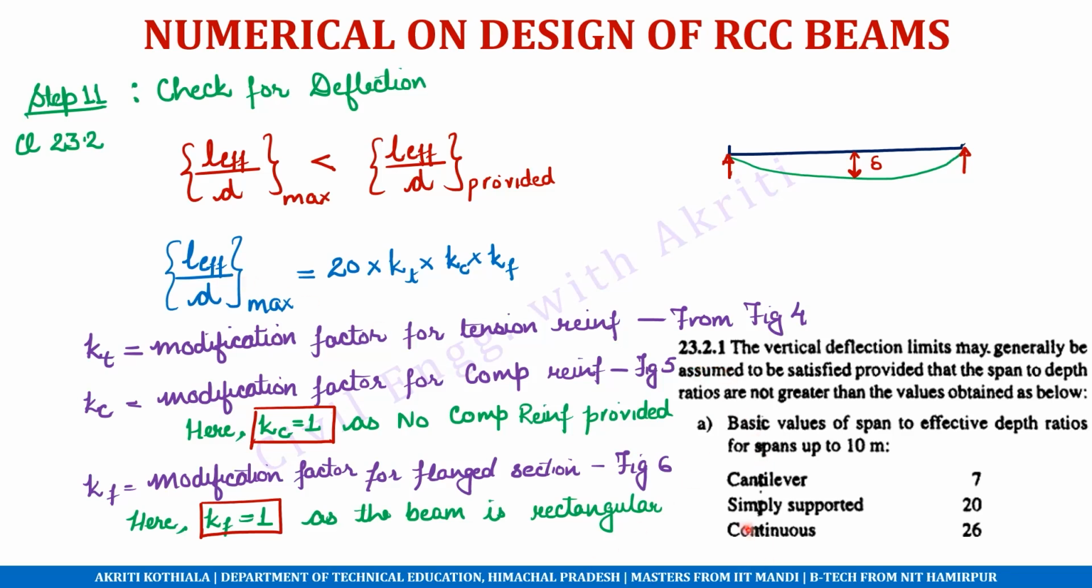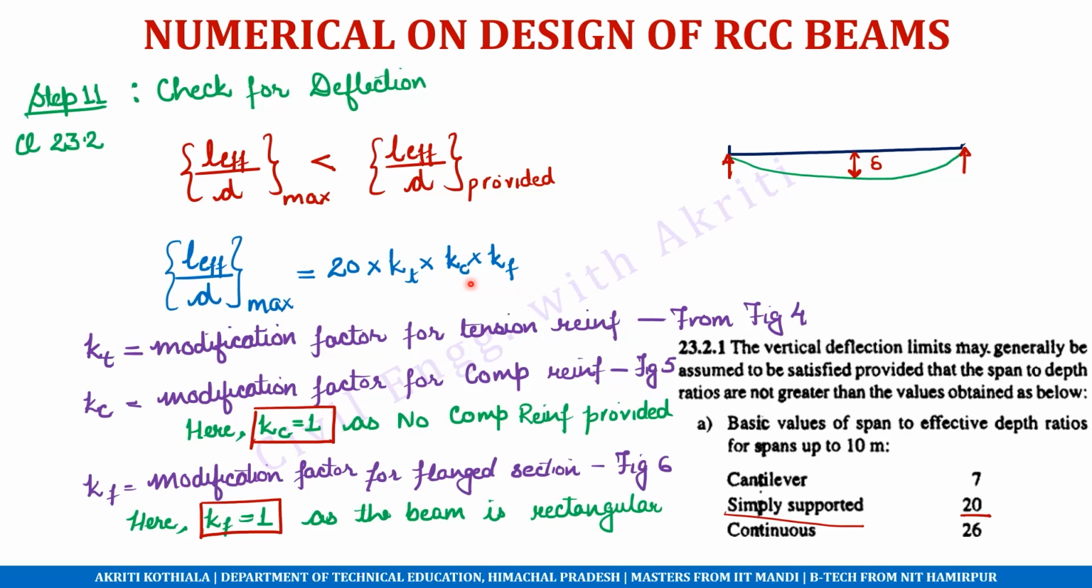So in our case, the beam is simply supported, for which the value has been provided as 20. This is for spans up to 10 meters. Since our span is less than 10 meters, so we will be taking this value. For simply supported, the value is 20. Now, what is the formula? The formula is simple. L effective upon D, the maximum value will be equal to 20, which we have obtained from here, into KT, KC, and KF.